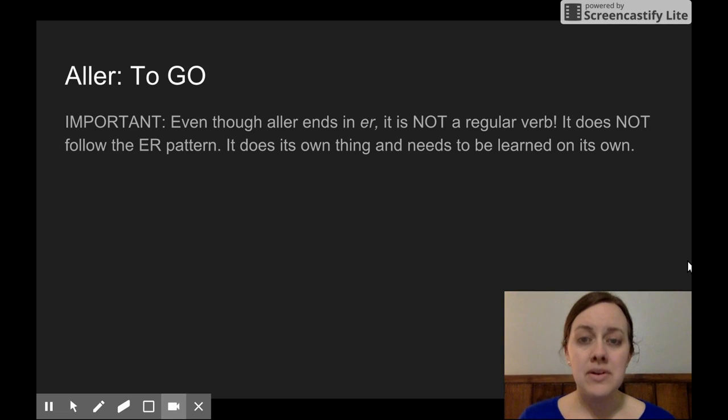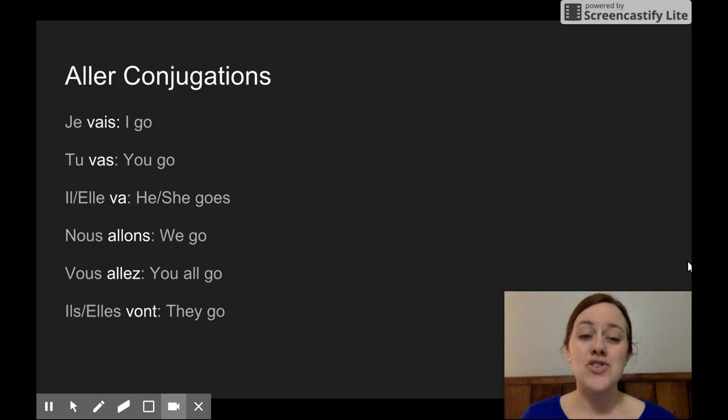So aller, we're going to learn the conjugations of that today. And aller has to be memorized completely by itself. So you can't just use what we've already been doing. I know it looks like a regular ER verb, but it's not one. You're going to see that really quickly in a second. So the conjugations of aller are je vais, tu vas, il va, nous allons, vous allez, and ils vont.